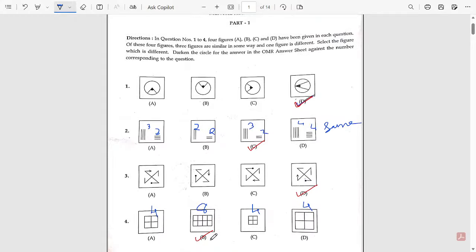Part 1 will always be odd one out. Okay, very easy. So we are solving the question paper 2024. Tomorrow onwards, we will go to maths. Understood? Okay, so today I wanted to solve all the questions once.